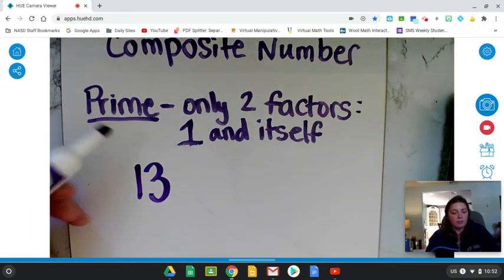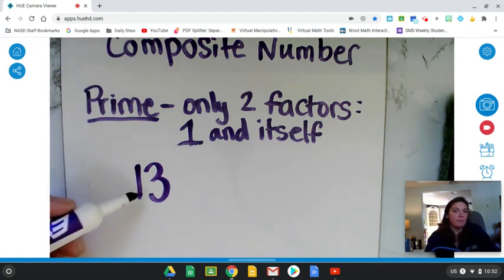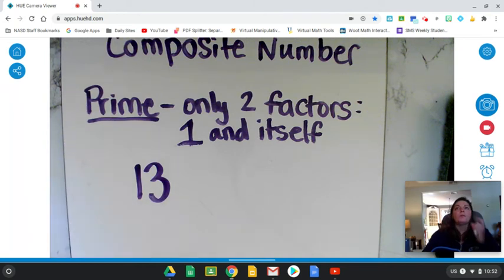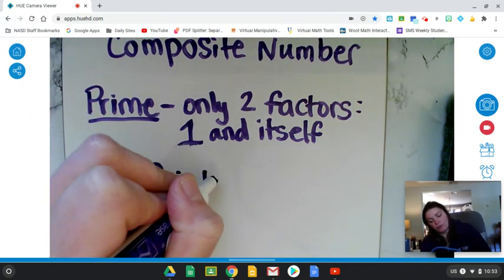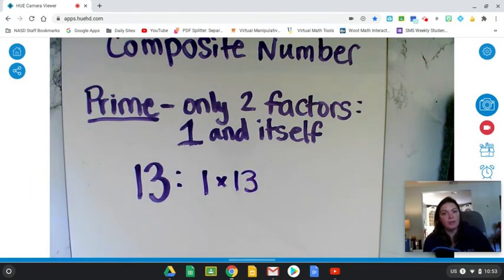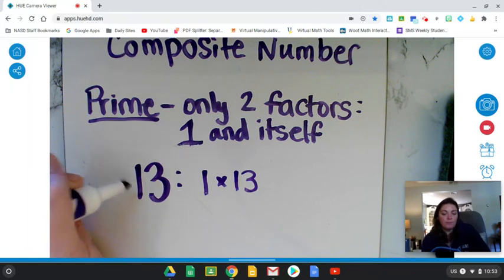Let's take a look at another example of a prime number. 13 is prime. If you can think of all the whole numbers that you can multiply to make 13, well, 2 times something doesn't give me 13. 3, 6, 9, 12, 15. Nope, nothing in the 3 times tables gives me 13. 4s, 5s, nothing that I can think of. And that's because the only factors of 13 are 1 and 13, which means 13 is prime.